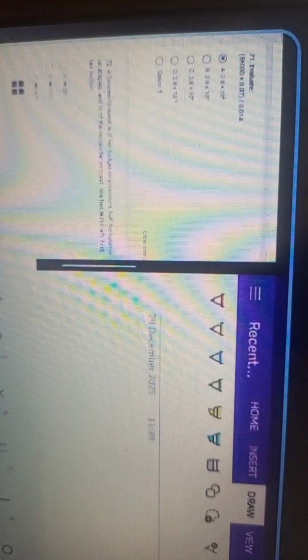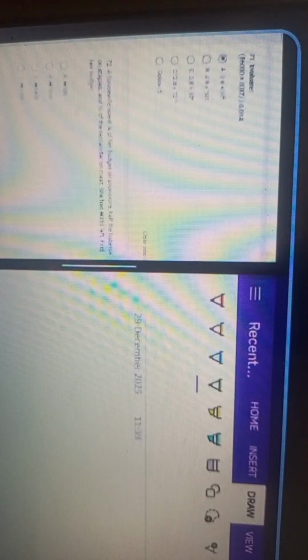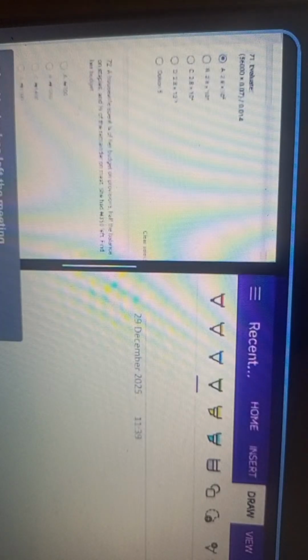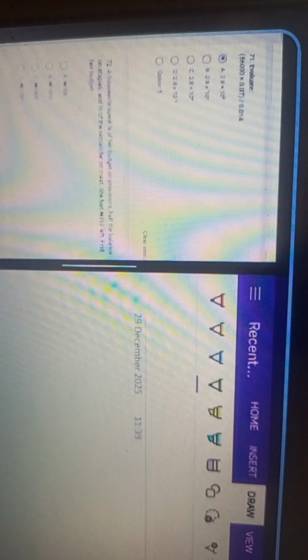So let's look at the housewife problem. The housewife spent 1/4, so she spent 1/4 of her entire budget on provisions, then half the balance on staples. Alright, so what are we told to find? We're told to find our budget. Okay, so this is just a problem of fraction. So first of all, since we are dealing with fractions, a whole is 1. True or false?